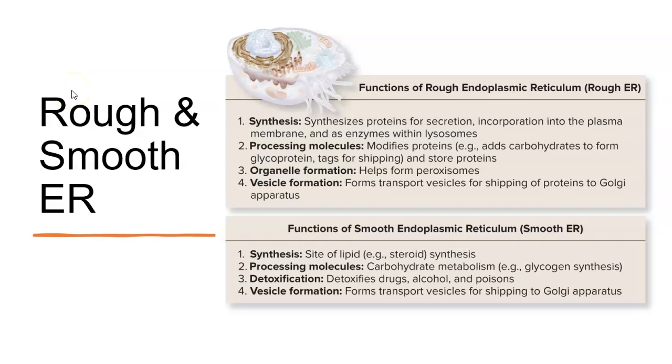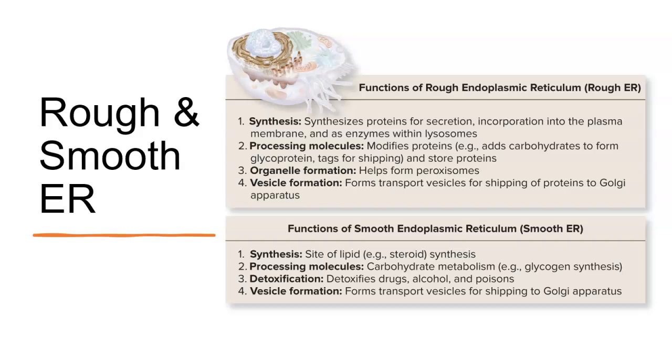The smooth endoplasmic reticulum has a lot of processes, and that all varies based on the cell type. The smooth ER can synthesize, which means to build, transport, or store different types of lipids. It can also be involved in carbohydrate metabolism, so glycogen synthesis and breakdown in the liver cells. The smooth ER is responsible for detoxification of drugs and alcohol and poisons.